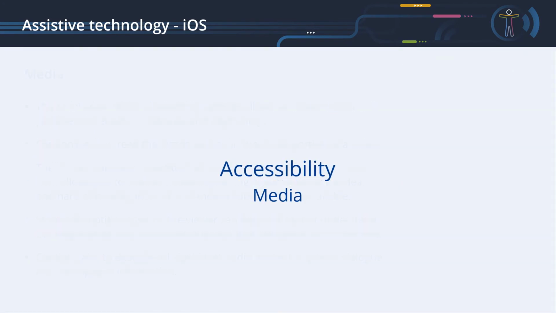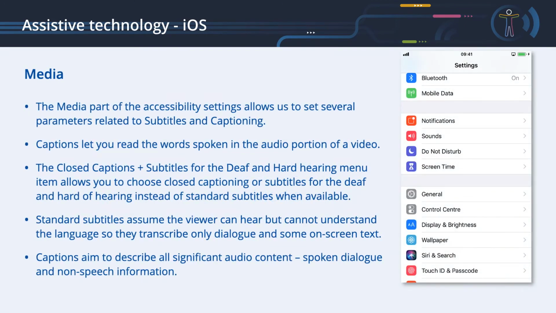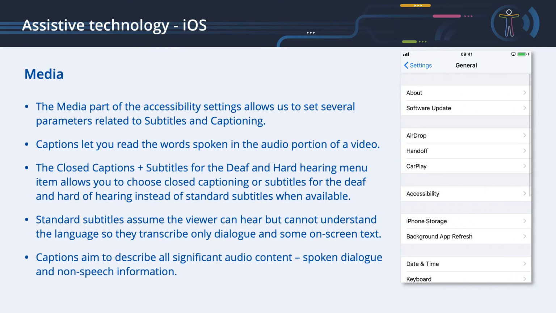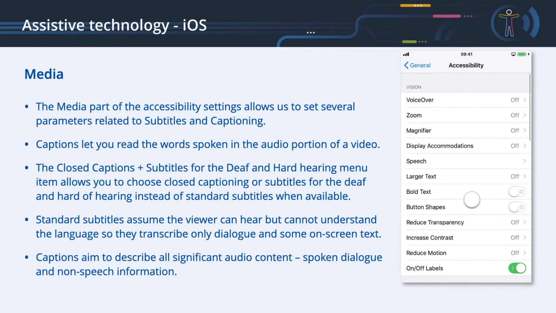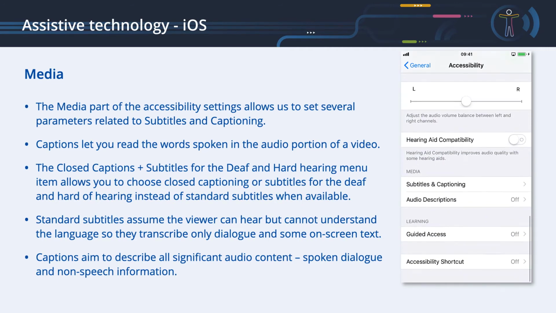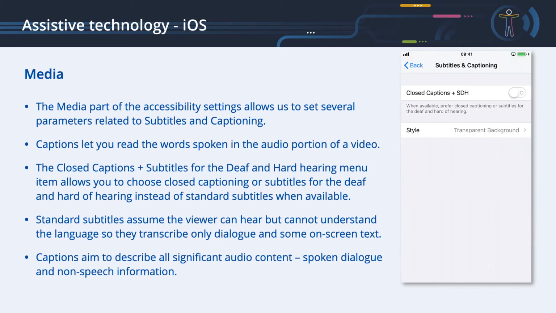Media. The media part of the accessibility settings allows us to set several parameters relating to subtitles and captioning. Captions let you read the words spoken in the audio portion of a video. The closed captions plus subtitles for the deaf and hard of hearing menu item allows you to choose closed captioning or subtitles for the deaf and hard of hearing instead of standard subtitles when available.